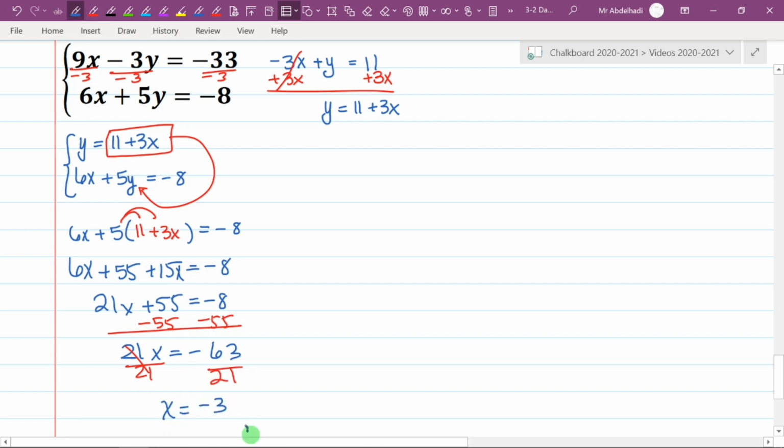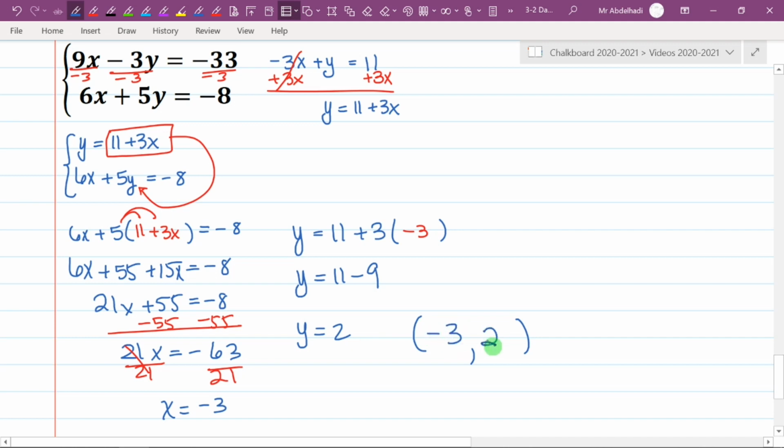Am I done? No, I need a y. Well, where do I get my y from? There's a formula waiting for me for y. It's always there if you do this the right way. So y equals 11 plus 3x. We're not going to use x, we're going to use blank. And we know that x is -3 down here. So this is 11 plus -9, or just 11 minus 9, which is 2. And my final answer is x comma y, it's -3 comma 2.